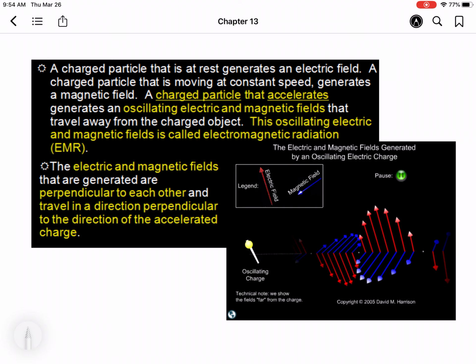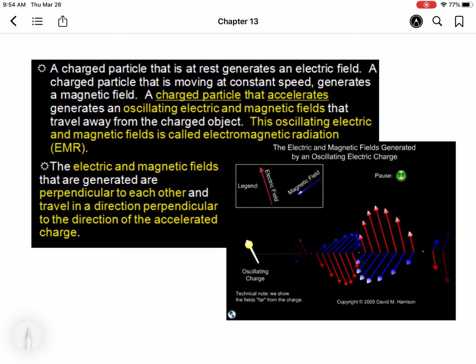When the particle's at rest, it generates an electric field, right? But when it's moving, it generates a magnetic field. And so we have a charged particle that's constantly accelerating. So it's going from rest to moving, from rest to moving. And when it does that, it's going to cause the magnetic field to go from 0 to max to 0 to max. Okay, it's weird.